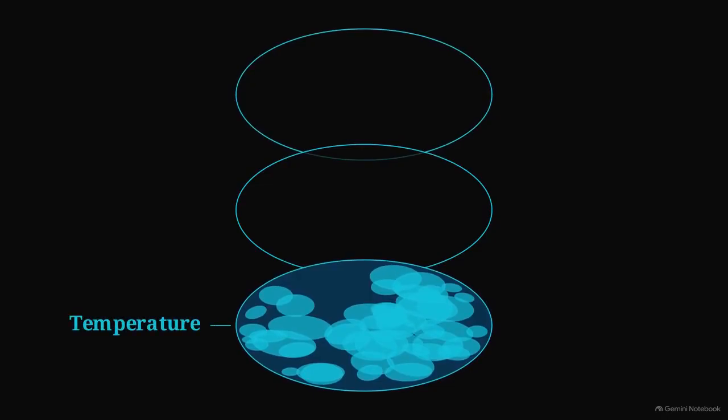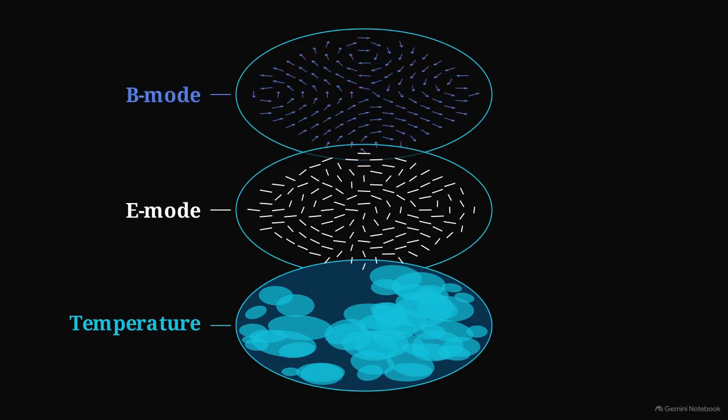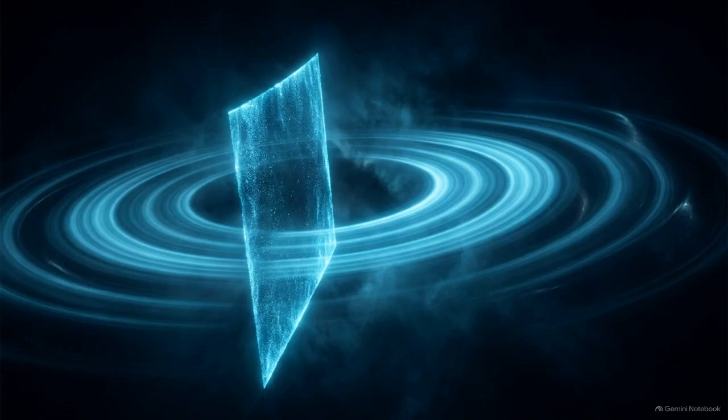We see the basic temperature variations on one layer and the directional vector lines of E-mode polarization on another. Running parallel to that is a third channel, B-mode polarization. This swirling, distinct pattern is generated entirely by the stretching of space from gravitational waves. This universal boundary broadcasts a layered, multi-channel transmission of the cosmos's most extreme physics.